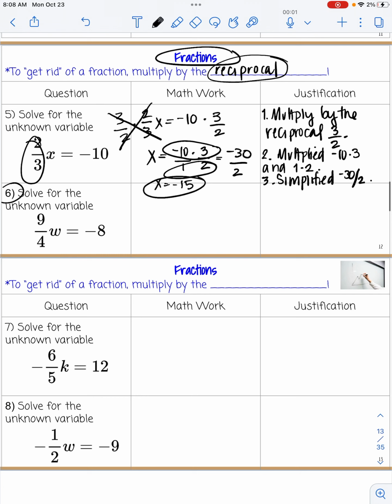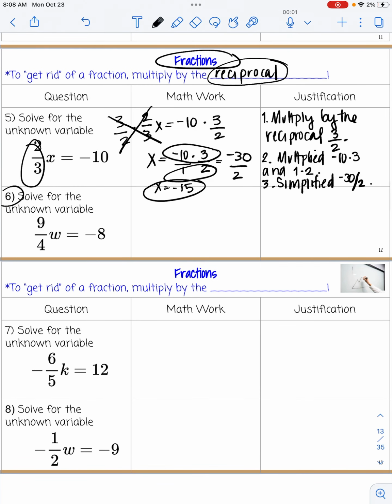We have more examples of reciprocals. I'm going to be doing the number 7. So again, we're going to multiply by the reciprocal. I'm going to have to rewrite it. So number 1 is I'm going to multiply both sides by the reciprocal. In this case, the reciprocal is -5/6.